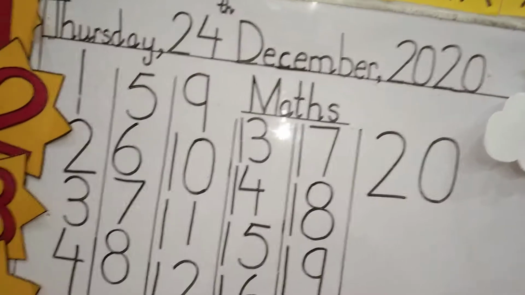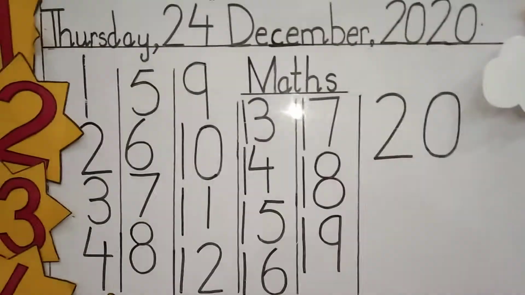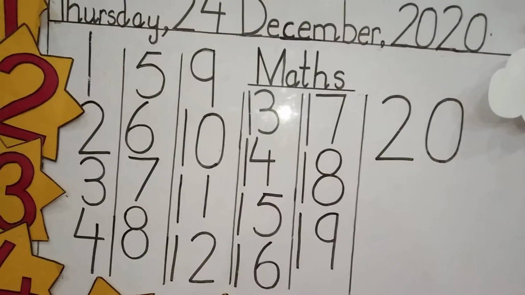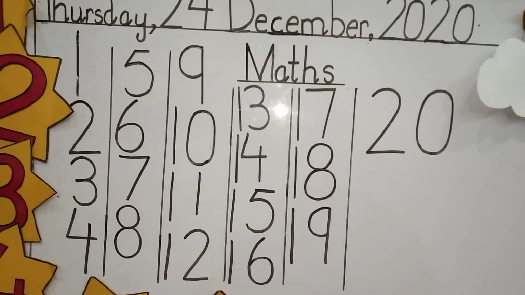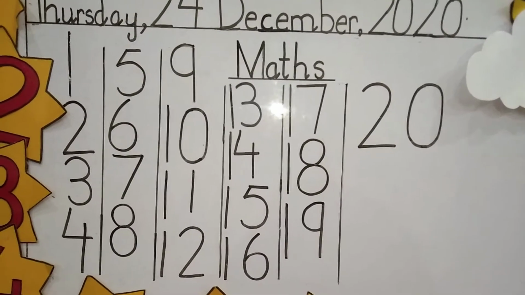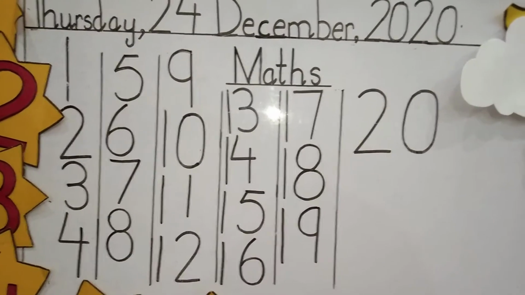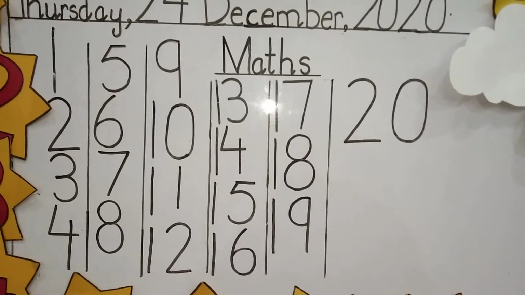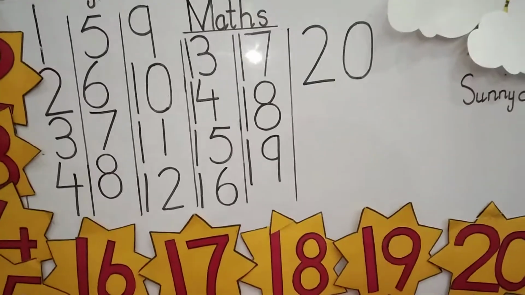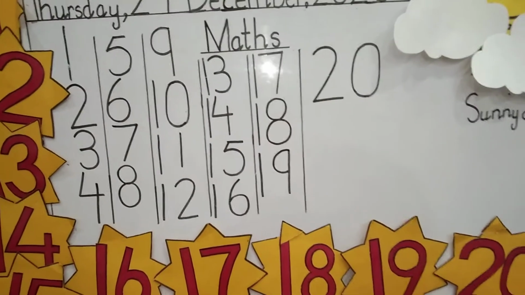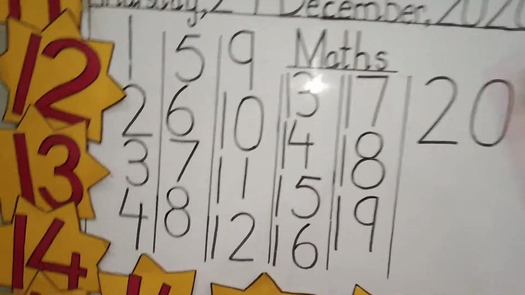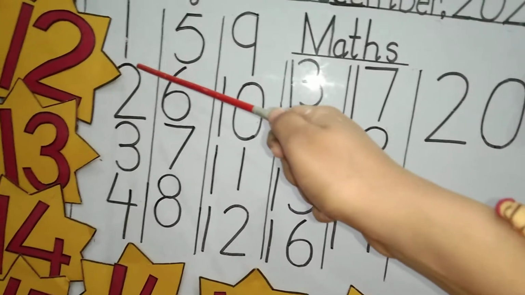Okay class, it's your maths period. Okay, let's start the counting. 1 2 3 4 5 6 7 8 9 10 11 12 13 14 15 16 17 18 19 and 20. Okay class, look at the board and tell me which number is this.